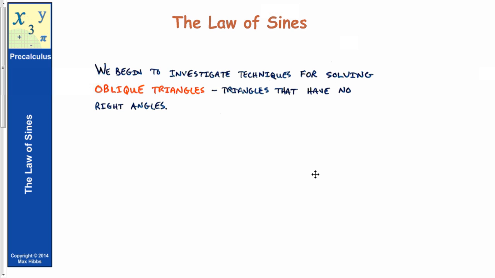We've been talking previously about right triangles and solving problems that involve right triangles. But now we're going to talk about oblique triangles, and oblique triangles are triangles that don't have a right angle. They may have three acute angles, all less than 90 degrees, or they might have one obtuse angle, that is an angle between 90 and 180 degrees, and then two acute angles. So we can have a variety of different triangles here.